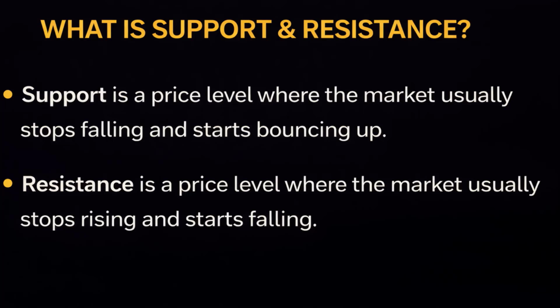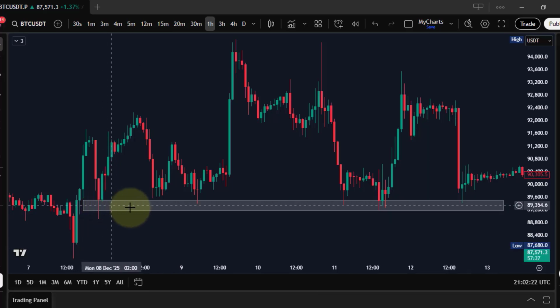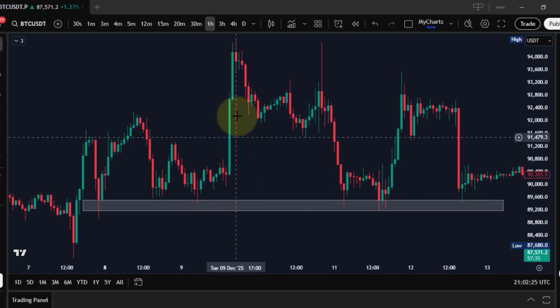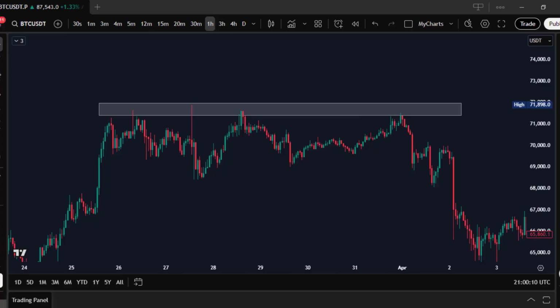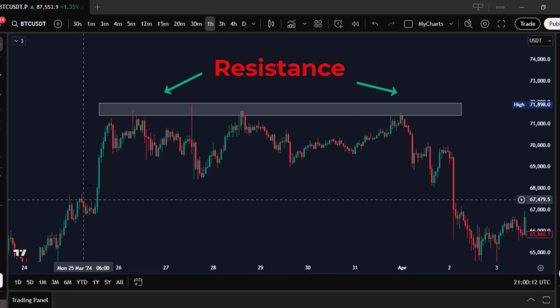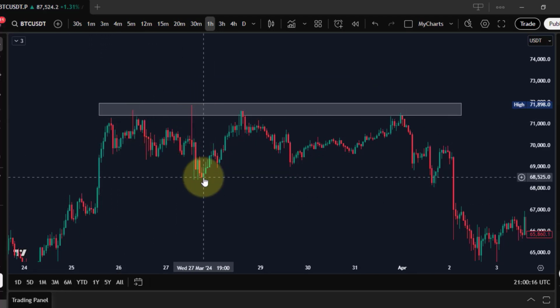Support is a price level where the market usually stops falling and starts bouncing up, like in this example. You can see here that every time price reaches this support region, it has bounced and moved up. Resistance is a price level where the market usually stops rising and starts falling, just like in this example. You can see that every time price reaches this region, it moves back down.